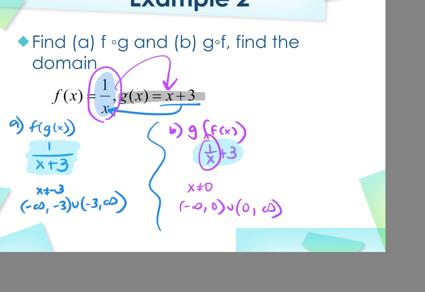Wait, if it's a variable under a square root, it's just greater than? No, it can't equal. Oh, wait, sorry, variable under a square root? Yes, greater than. Variable under a square root in the denominator, greater than. So if it's just under the square root, it can be greater than or equal to. If it's in the denominator, it can't be equal anymore. Question so far?